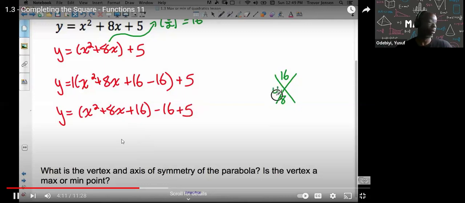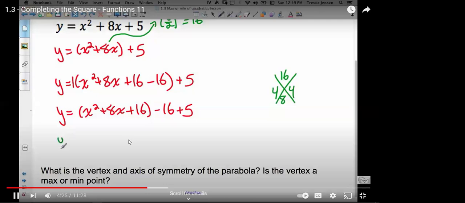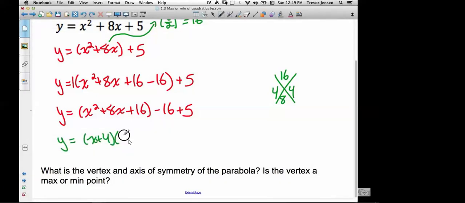The numbers that add to 8 are 4 and 4. And that should always happen when you factor a perfect square trinomial: you get the same number here and here. It's a number repeated that gives us our sum and product of what we're looking for. So when I put it into its factors, it would be y equals x plus 4 times x plus 4, with the negative 16 plus 5 off at the end.